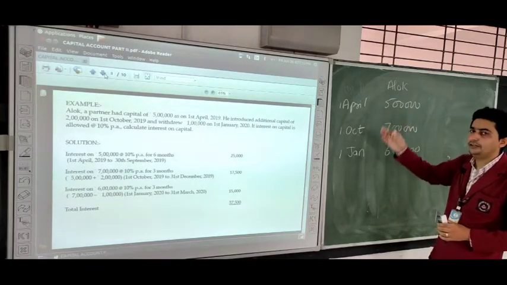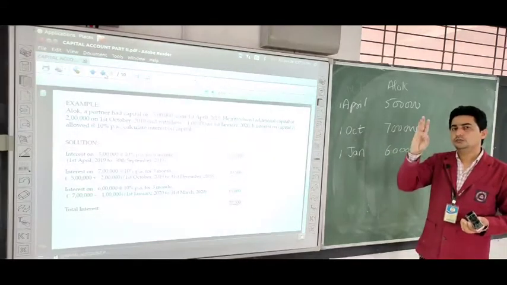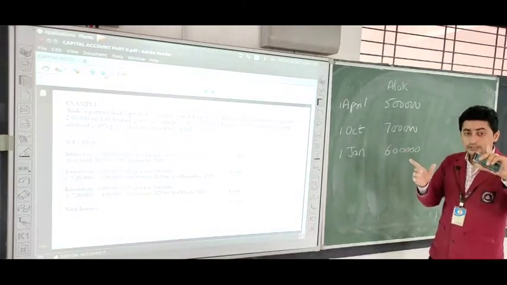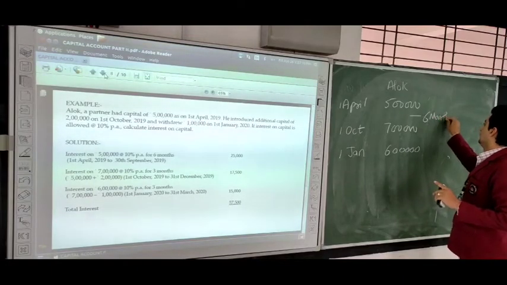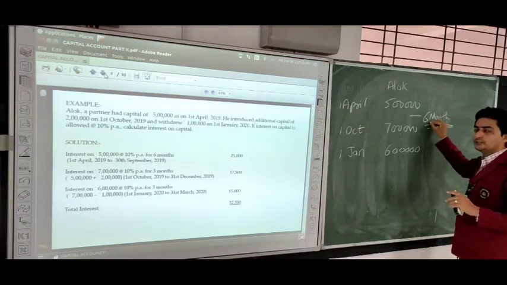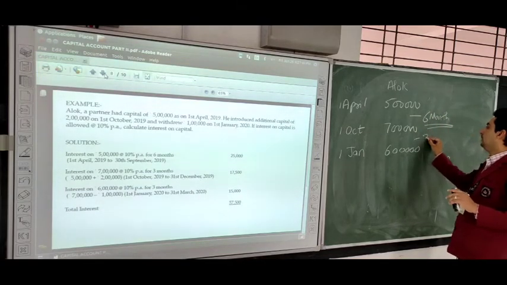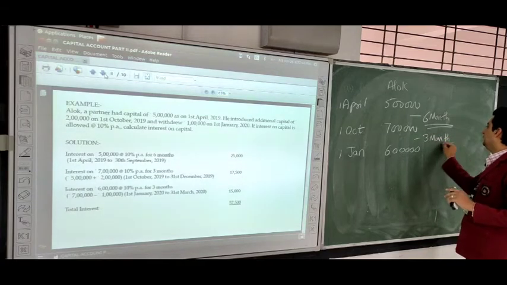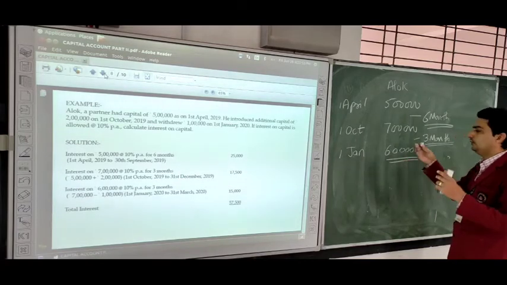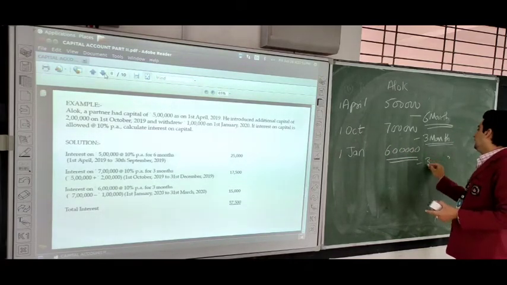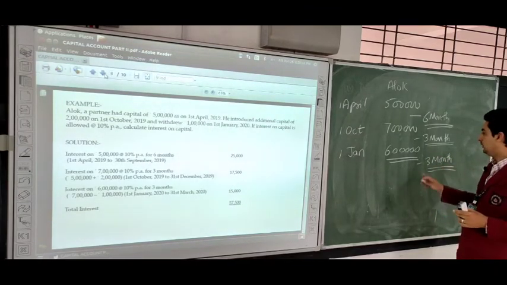Okay students. Now we will calculate the time interval between them. April, May, June, July, August, September. So till September, how many months will be there? 6 months. So he will get interest on capital for 6 months on this 5 lakh. Then from 1st October till 1st January, the period will be 3 months. So he will get interest on capital on 7 lakh for only 3 months. And for this 6 lakh from 1st January till 31st December, again the period will be 3 months.